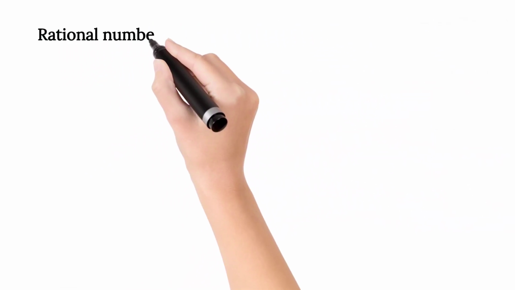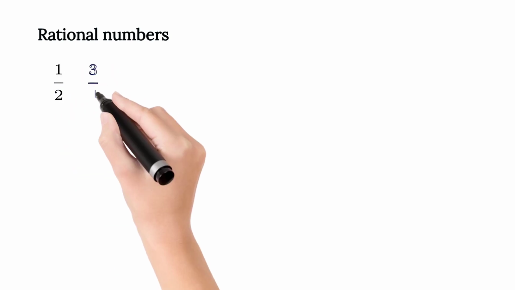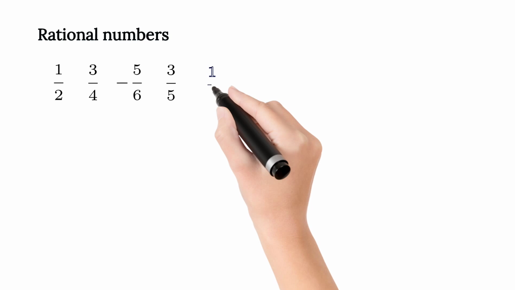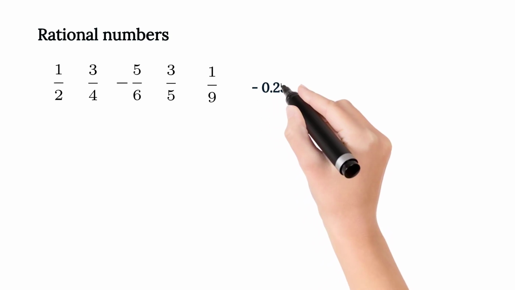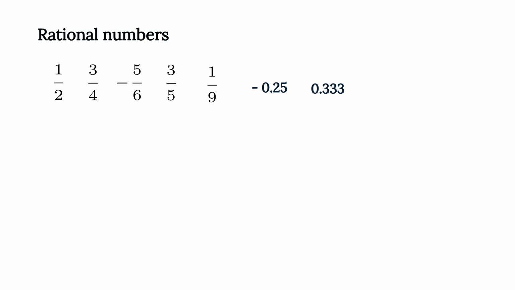Rational numbers include all fractions. For example, 1/2, 3/4, -5/6, 3/5, and 1/9. Decimals that either end or repeat are also rational numbers. Examples are -0.25, 0.333, 5.7, and so on.